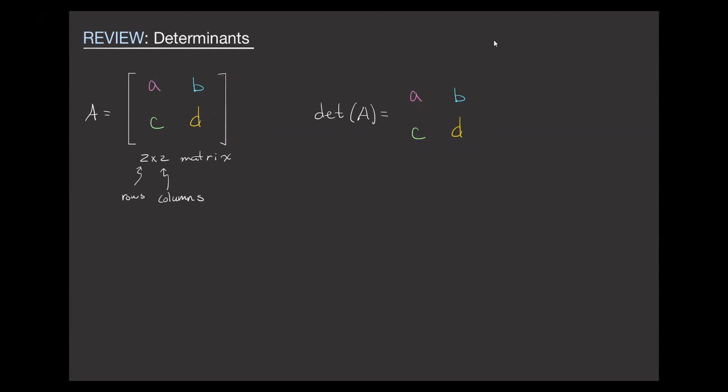So if you do this, where you just have these straight bars, it can be a slight difference, but it looks like something more akin to the absolute value bars. Either way, it's the same thing, just different notation. What that's going to amount to in the 2x2 case is it's going to be A times D and then minus B times C.